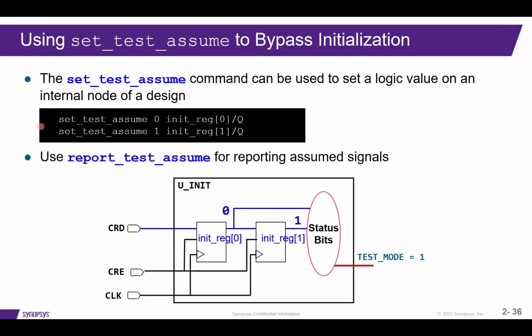The third way to bypass initialization is to use the set test assume command. The set test assume command can also be used to set a logic value on an internal node of a design. So in this same example, I am using the set test assume with the active state value and then the node that I need to constrain to. You can then use the report test assume command to report any assumed signals.